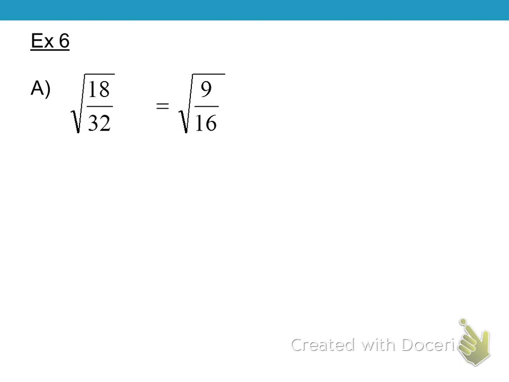Why? Those are both perfect squares. So I can take the square root of 9 and I get 3. I can take the square root of 16 and I get 4. And I feel great about my current situation. That is so awesome. Finally right.